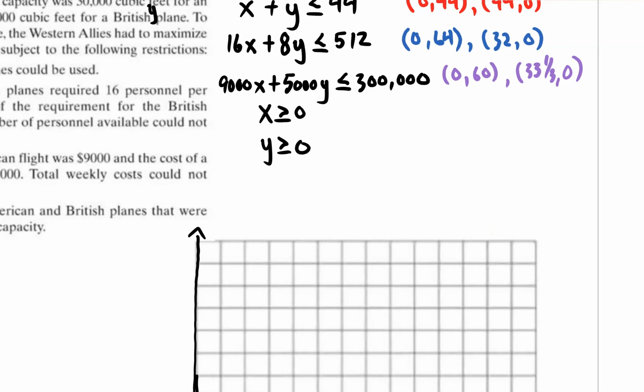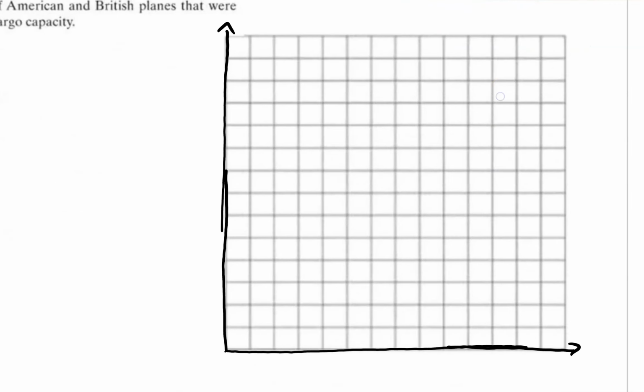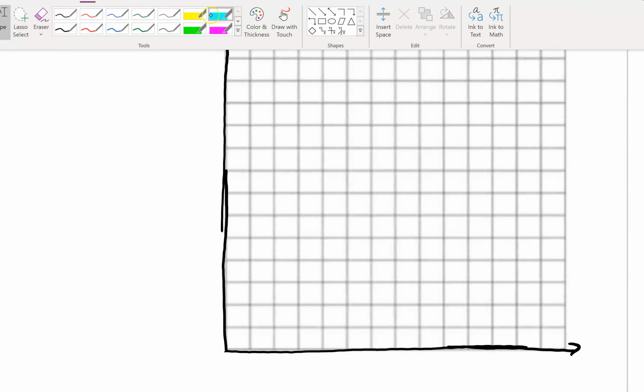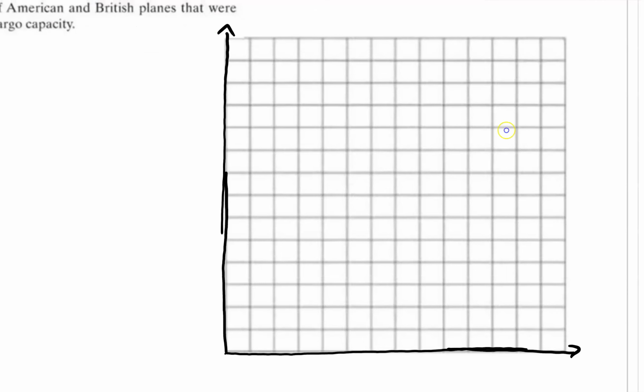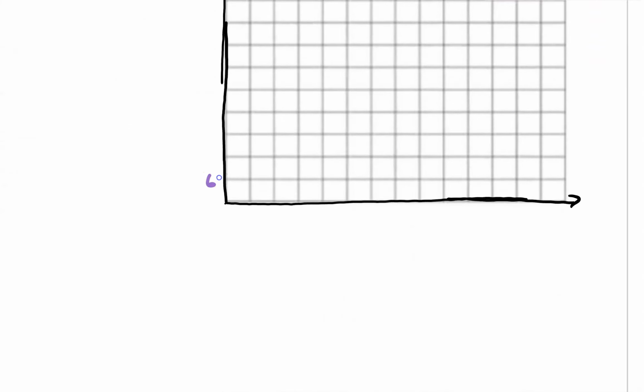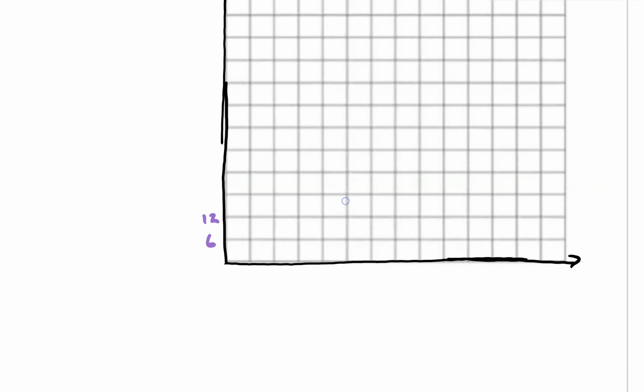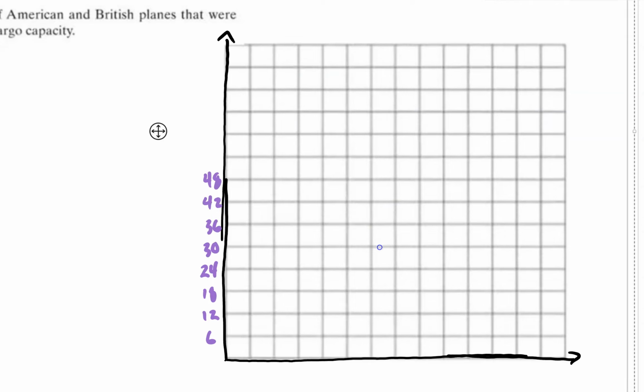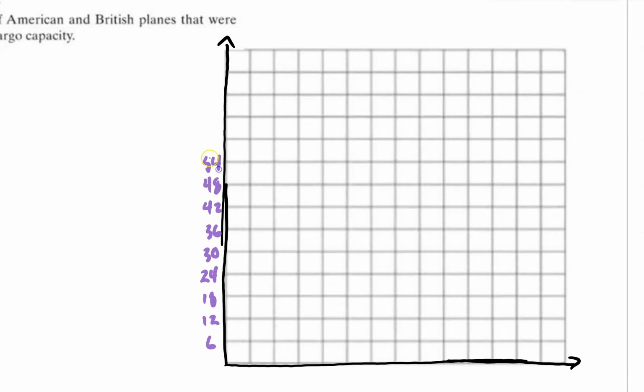So there are all the points that I need to plot. I've got to look at this thing now and figure out how I am going to make that work. And it looks like for 14 numbers here, I'm just going to go by 6s. So this would be 6, this would be 12, 18, 24, 30, 36, 42, 48, 54, 60, 66, 72, and so on.